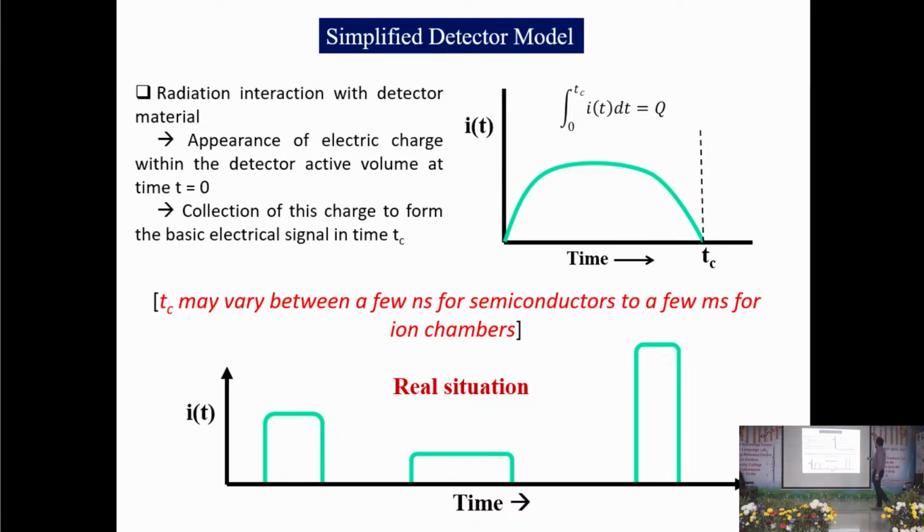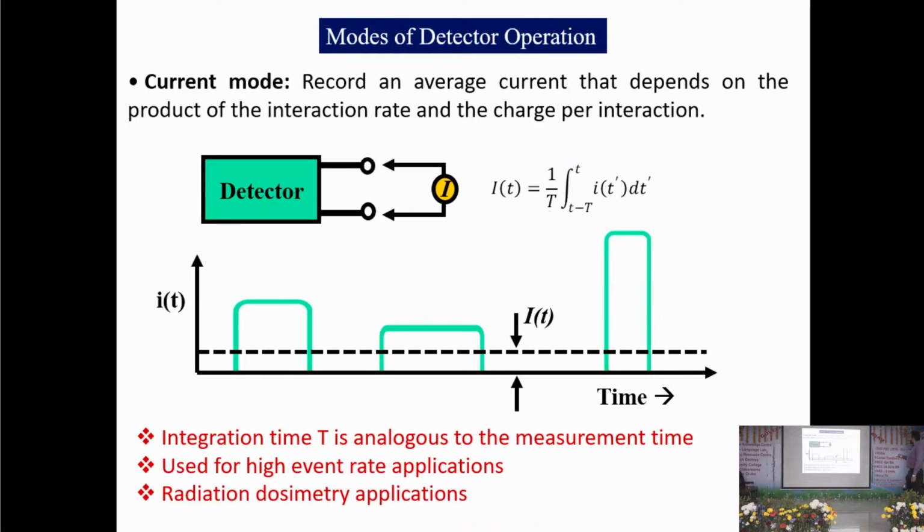If you integrate this I(t) dt between 0 to Tc, that gives you the total charge. Tc may vary between a few nanoseconds for semiconductors to a few milliseconds for an ion chamber. So, depending upon the system, the charge collection time may vary. In reality, let us say radiation from many different sources is incident on a detector. So, you actually get current pulses of different sizes over time, and then depending upon the situation and your objective, you can choose the mode of detector operation.